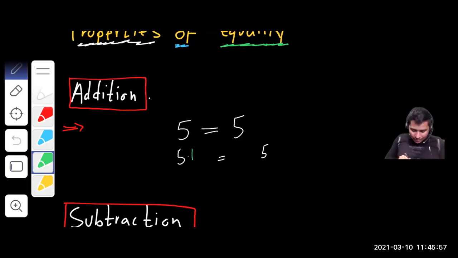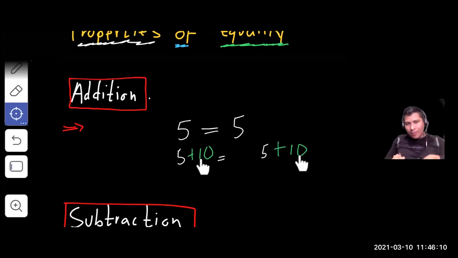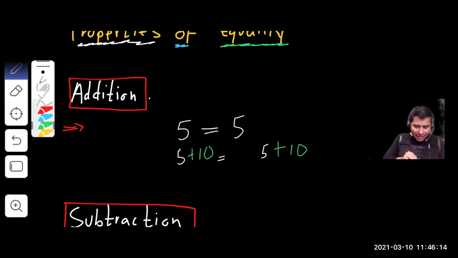I'm going to add 10 here. But if I add that number 10 to one side, I need to add it to the other side too. Take a look that I add 10 on either side of my equation, plus 10 and plus 10. Now let's simplify that and let's see what we got.